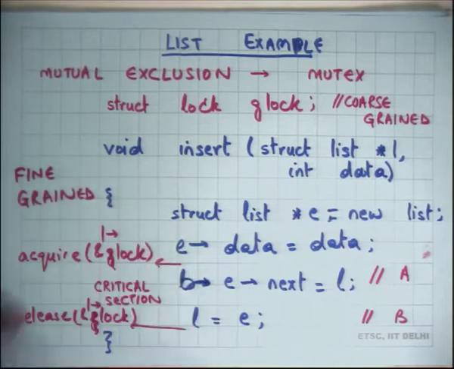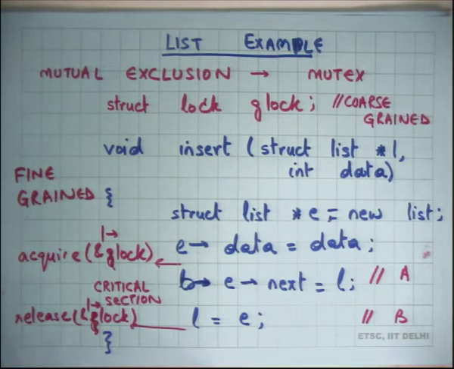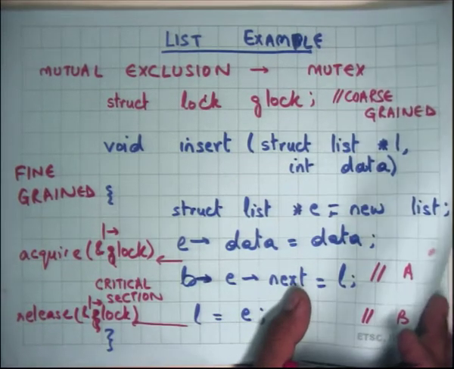In general, coarse grained locking is easier to get correct, but it's less performant. Finer grained locking is a little harder to reason about, but it has potentially more performance, more concurrency. So let's take some more examples to understand these trade-offs between coarse grained locking and fine grained locking.